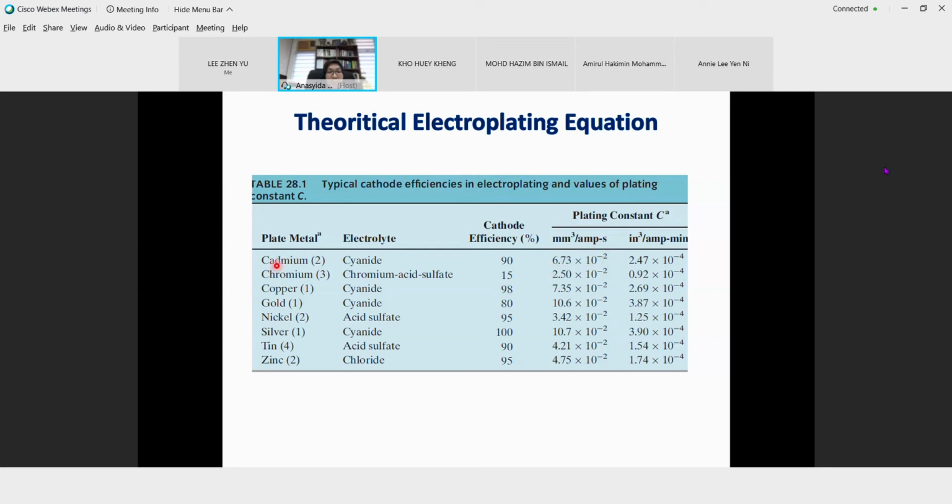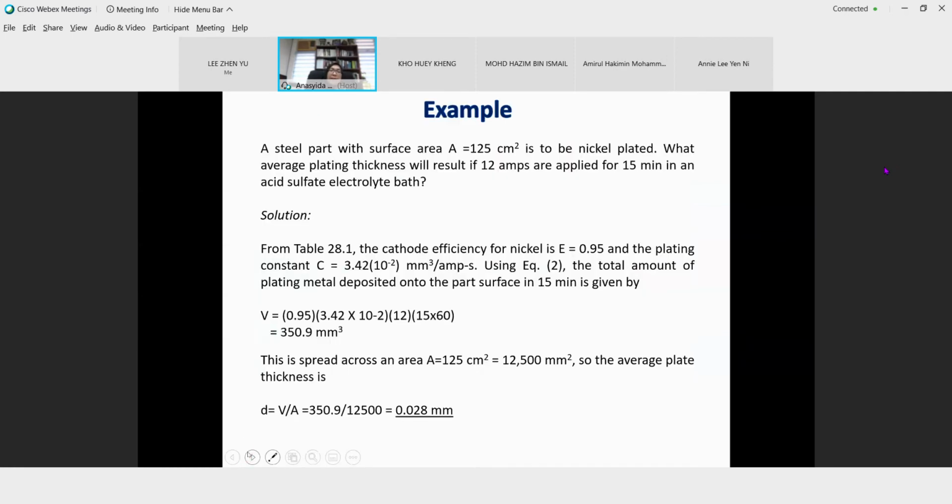So it depends on the materials that you use. Okay, I'll give you examples of the calculation. So you can see here, for example, a steel part. So steel part tadi surface area dia adalah 125. So kita nak plate dia dengan nickel. We want to plate it with the nickel. So what is the average thickness of the plating if you use 12 ampere current and the duration of the plating process is 50 minutes?